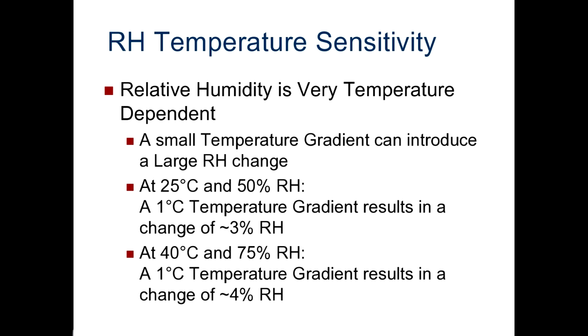So we can see RH is very temperature sensitive. A small temperature gradient can introduce quite a large change in relative humidity. For example, at 25 C and 50% RH, just a 1 degree C temperature change can cause a 3% change in relative humidity. And at 40 degrees C and 75%, a 1 degree C temperature change will cause a humidity change of 4% RH. It's very temperature dependent.